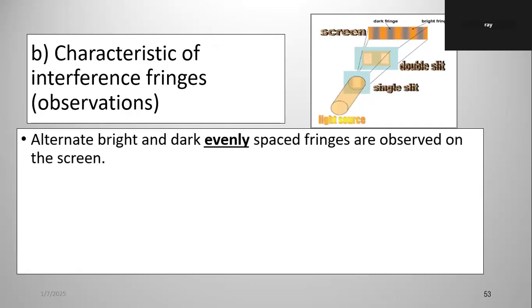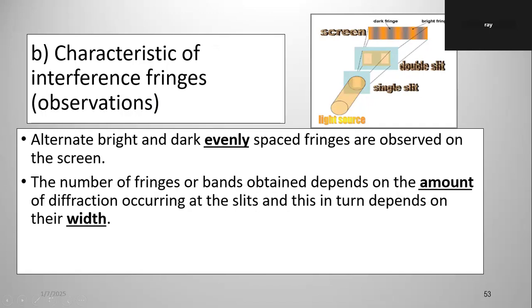Characteristic: alternate bright and dark, evenly spaced fringes are observed on the screen. Evenly spaced. The number of fringes or bands obtained depends on the amount of diffraction occurring at the slit, and this in turn depends on the width of the slit. It depends on the width of the double slit, or the interference pattern here.